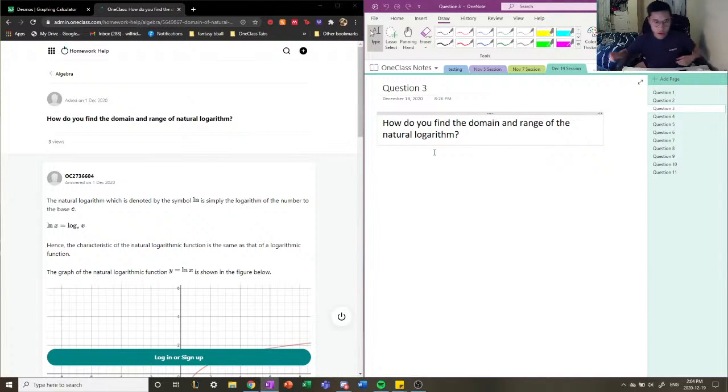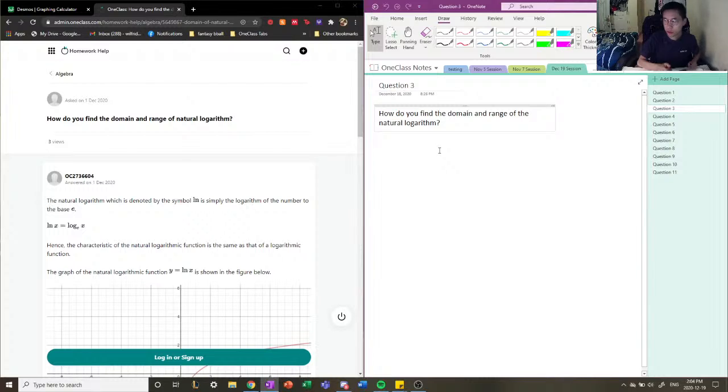So the natural logarithm is basically like our logarithmic function. The notation for the natural logarithm is log of base e, but we write it as ln. So that's what the natural logarithm is, and it's basically the logarithmic function of base e, of the natural number. So the characteristic of the natural logarithmic function, or the ln function, is going to be the same thing as the logarithmic function.